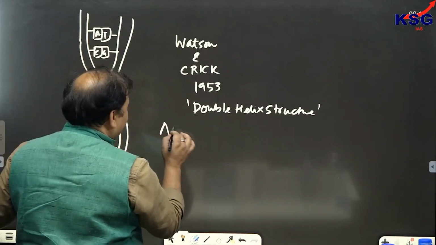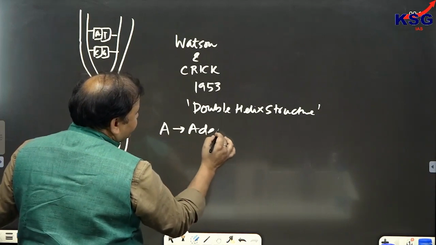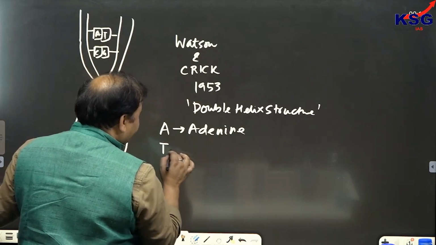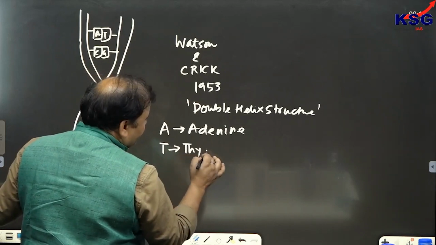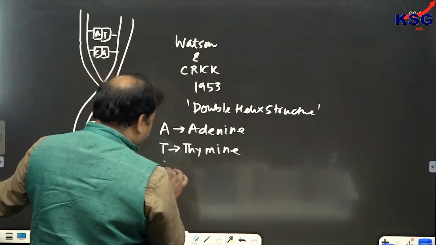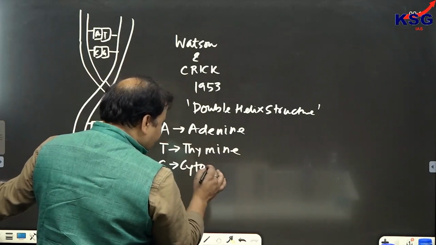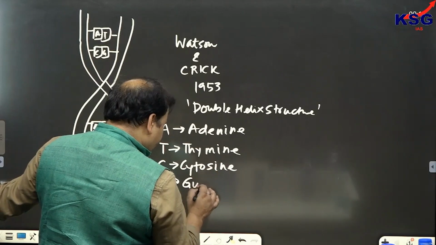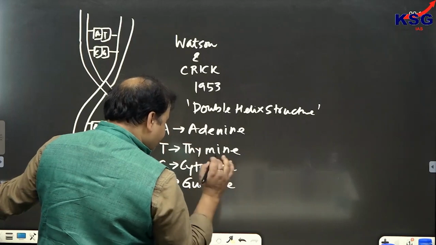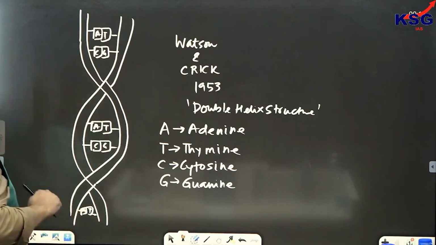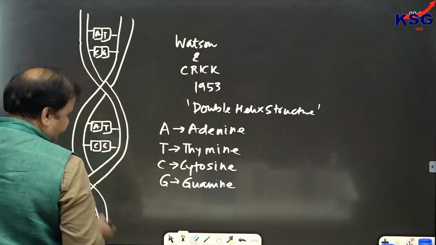A stands for adenine. You must have studied this in school days. And A will pair with T, so T is called what? It's called thymine. Then C stands for what? C stands for cytosine. And G stands for what? G stands for guanine. Clear? A stands for adenine, T for thymine, C for cytosine, and G for guanine. Clear? So A always pairs with T.